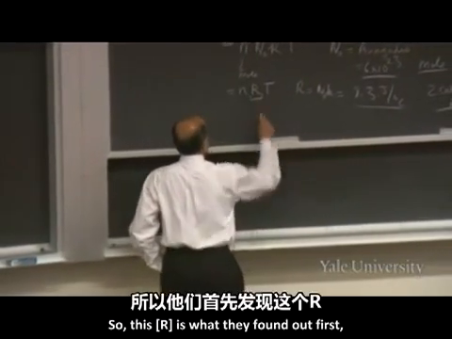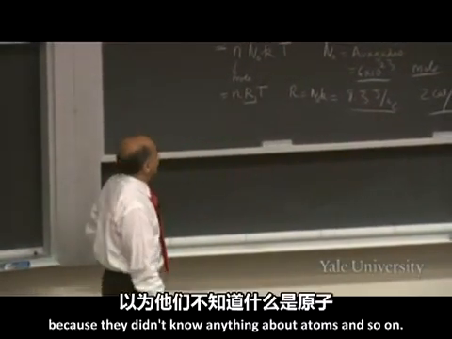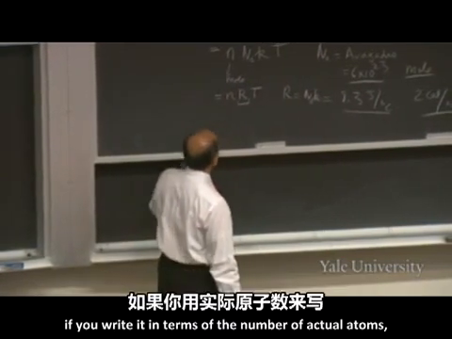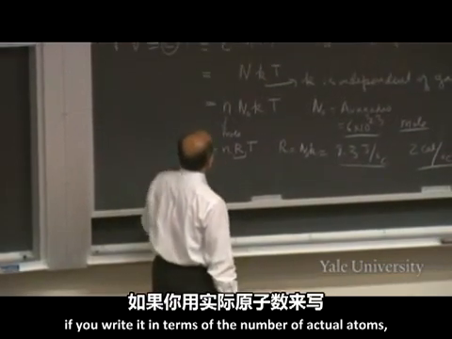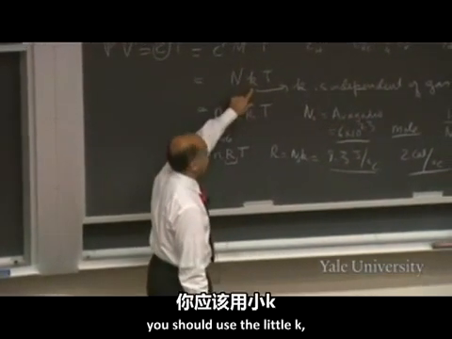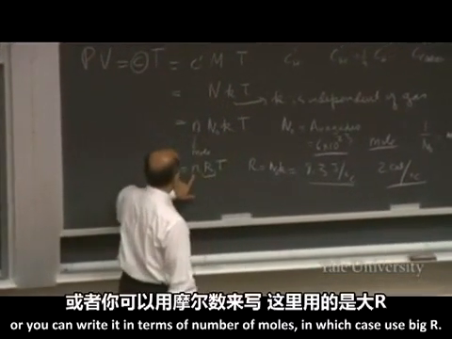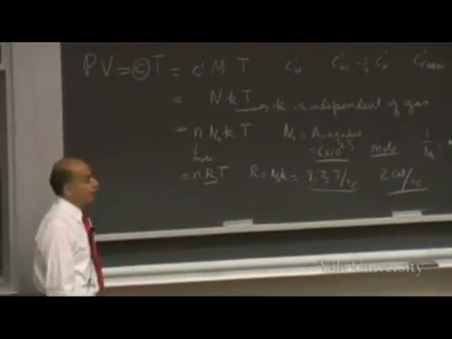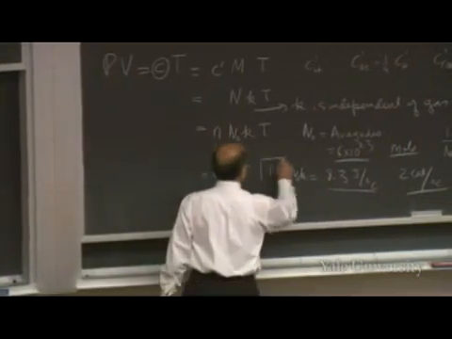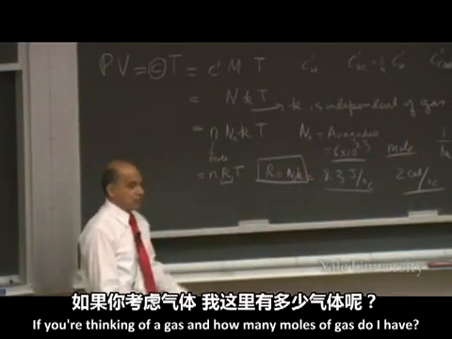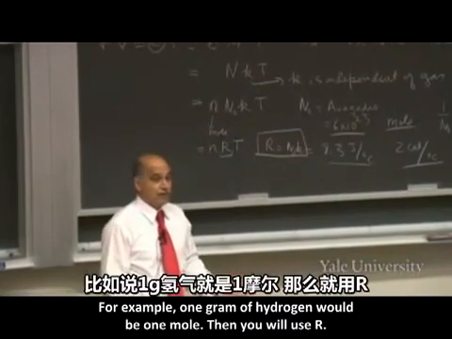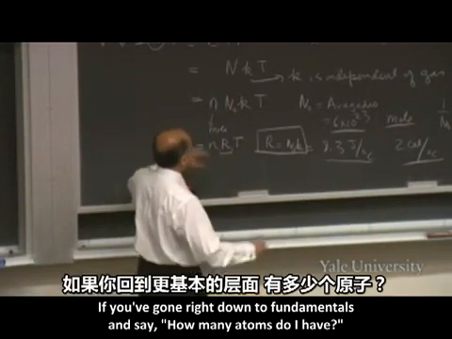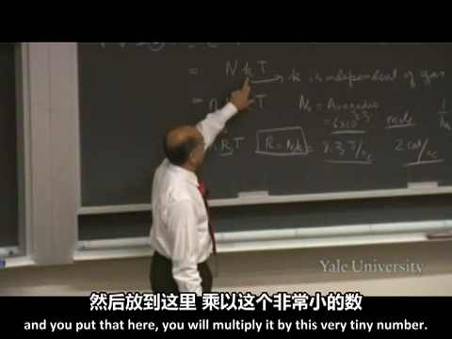So this is what they found out first, because they didn't know anything about atoms and so on. But later on, when you look under the hood of what the gas is made of, if you write it in terms of the number of actual atoms, you should use the little k, or you can write it in terms of number of moles, in which case you use big R. And the relation between the two is simply this. If you're thinking of a gas and how many moles of gas do I have? For example, 1 gram of hydrogen would be 1 mole. Then you will use R. If you've gone right down to fundamentals and say, how many atoms do I have? And you put that here, you will multiply it by this very tiny number.